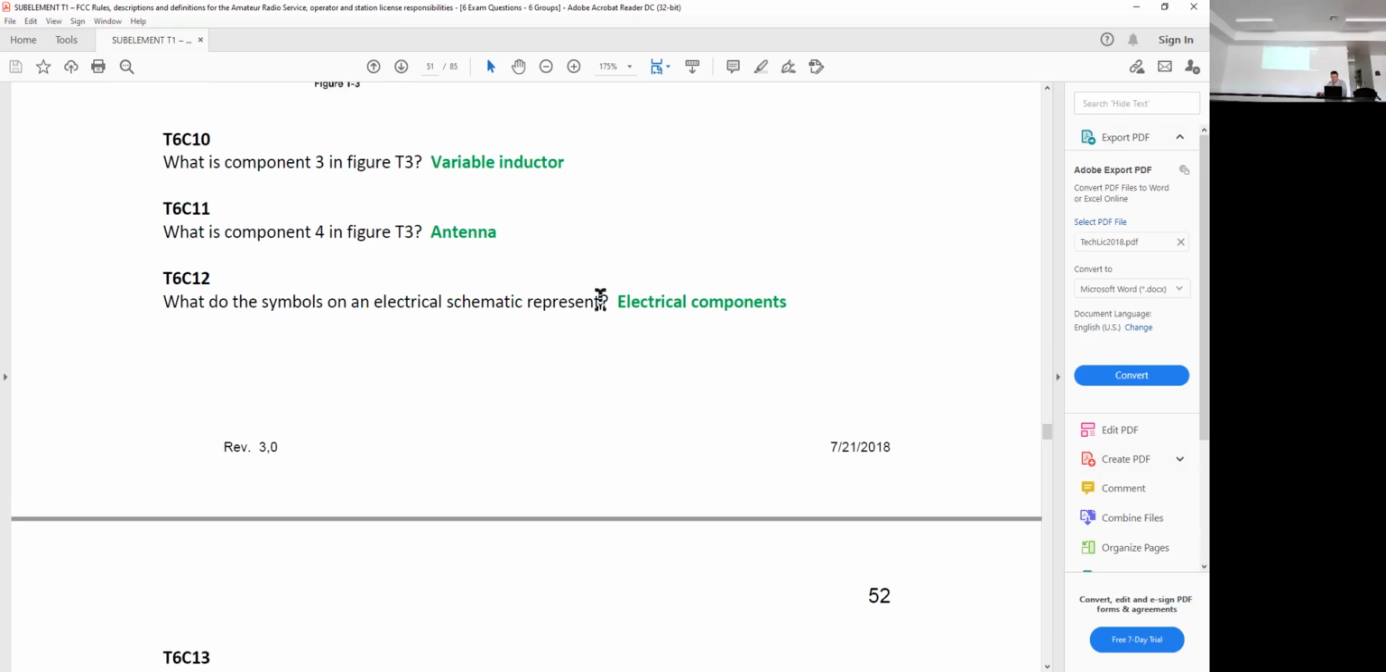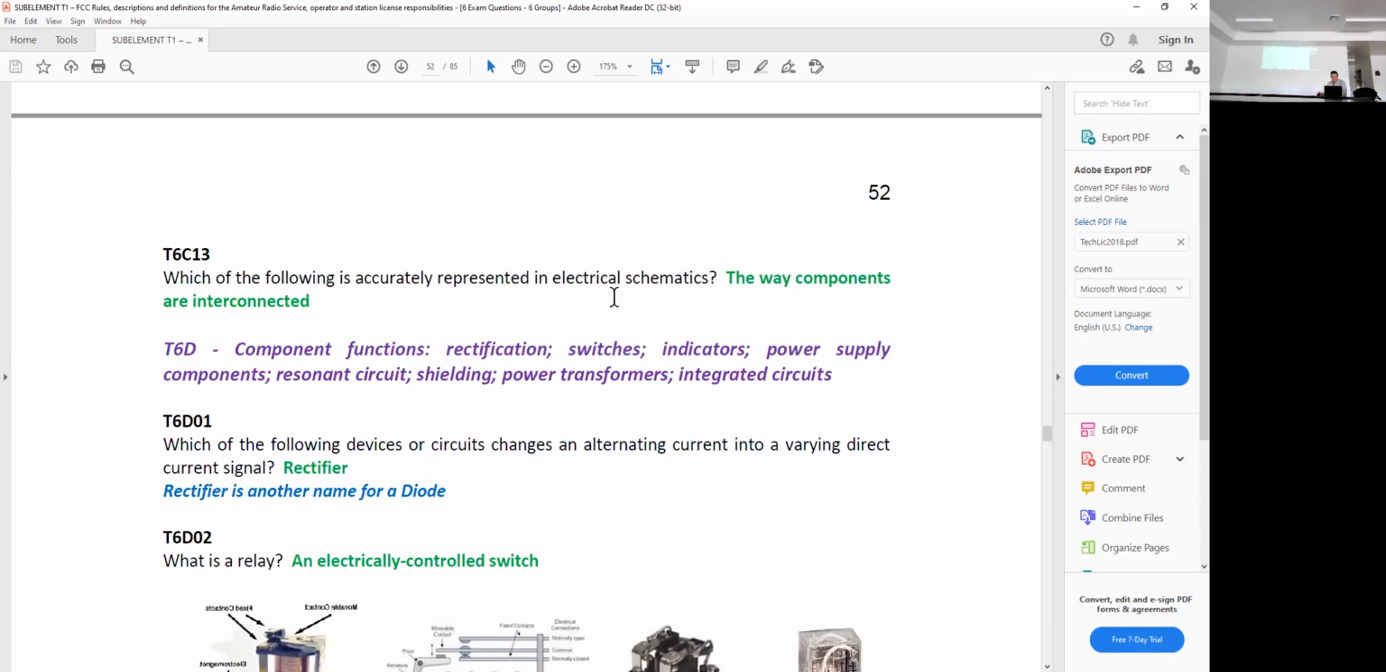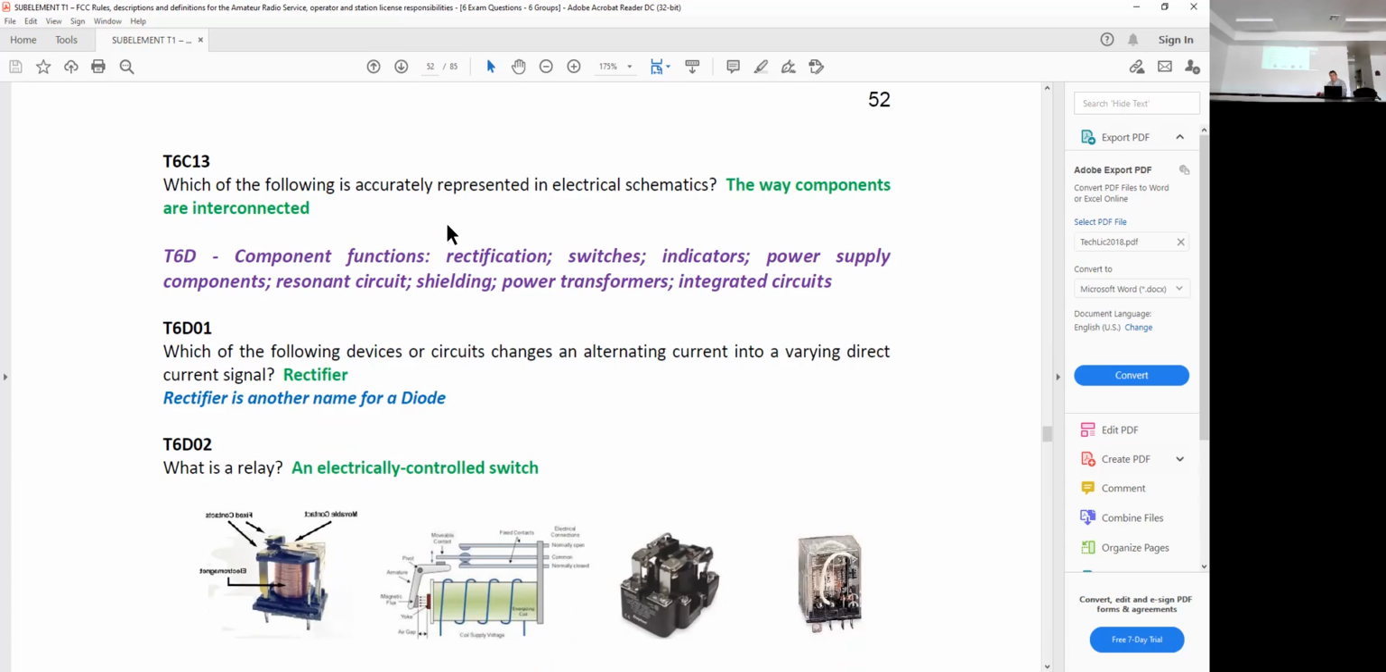What do the symbols on an electrical schematic represent? Electrical components. Which of the following is accurately represented in electrical schematics? The way components are interconnected. The components are all real common, but how you hook them up will make completely different devices. So that's the reason we have schematics, is to take what one person thought of and share it with somebody else.